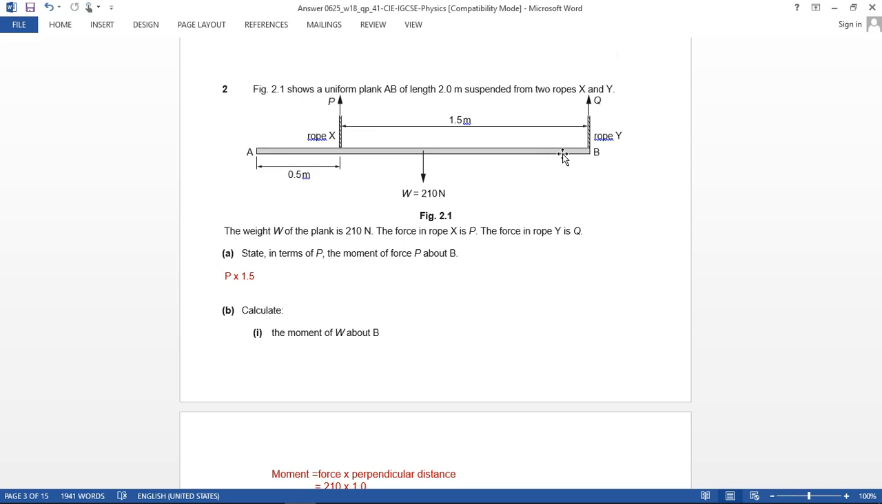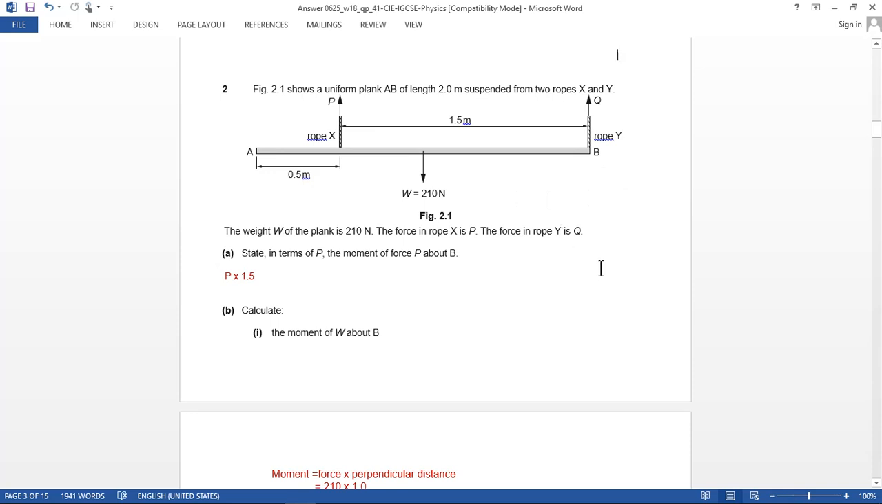In the question number 2, they're saying that figure 2.1 shows a uniform plank AB of the length 2.0 meter suspended from two ropes X and Y. You can see in the diagram here, this is suspended. Okay, now you know the principle of the moment. What is the formula of the moment? Moment equal to force multiply or the weight multiply by the perpendicular distance from the pivot.